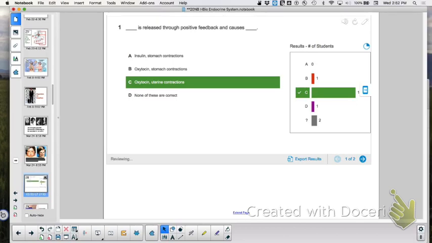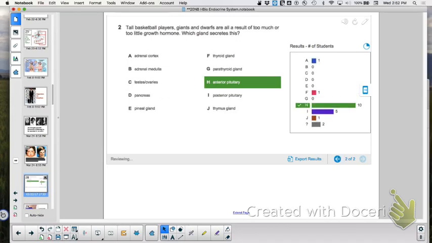So oxytocin is released through positive feedback and causes uterine contractions. And then here, tall basketball players, giants and dwarfs are a result of too much or too little growth hormone. Which gland secretes it? Anterior pituitary. One of you said the adrenal cortex? No. There's 3. We don't need to go over those right now.